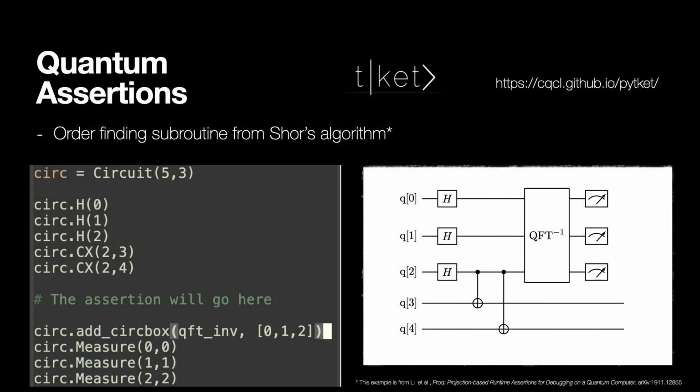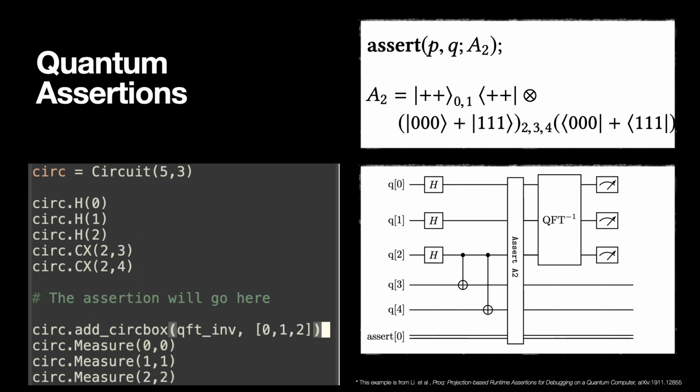So to see how this might work in practice, we'll take an example from their paper and show how it would work in PyTicket. We're going to make an assertion right in the middle of this circuit, and the assertion we're going to make corresponds to the operator A2, which you can see on the screen. And on the other side you can see the code, and I've put a comment to indicate where the assertion will go. So the assertion says that the first 2 qubits are both in the plus state, and the final 3 qubits are in the GHZ state.